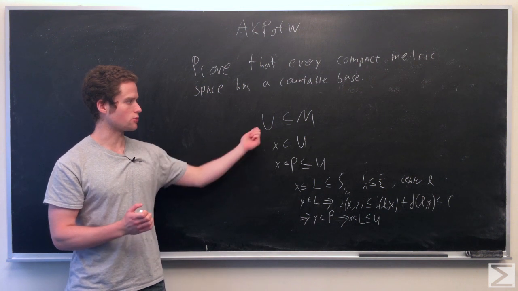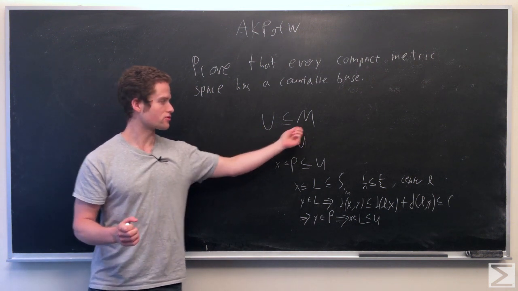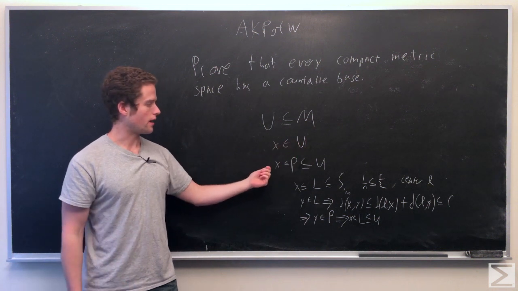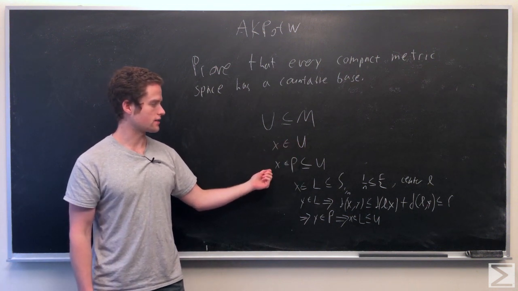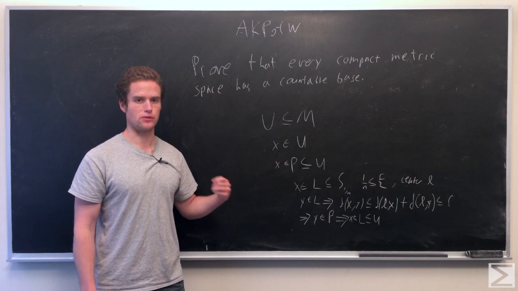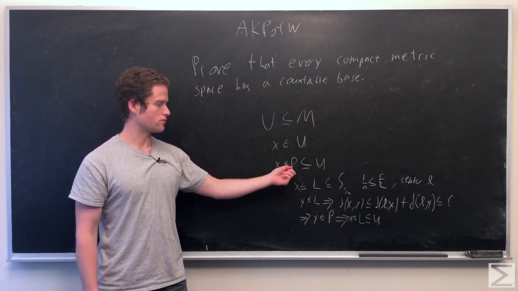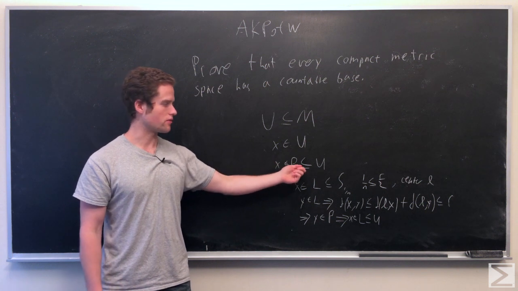So to do this, take some arbitrary open set U in our metric space M, and say x is a member of U. Since U is open, we must be able to find an open ball around x that's contained in the open set. So x is a member of P, where P is some open ball contained in our open set U.